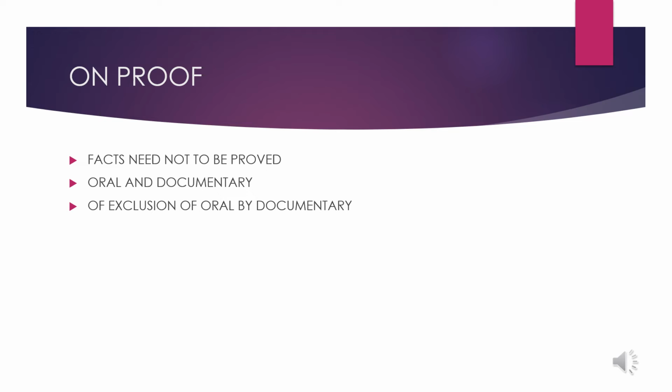Then the third thing, exclusion of oral by documentary. In certain cases, you cannot produce oral evidence; you have to produce the documentary evidence. For example, if there is already a written contract, you can't say this written contract happened in this place and all. You have to produce the written contract to the court. So in certain cases you can't produce oral evidence, you have to produce documentary. This is comprised in the second part.